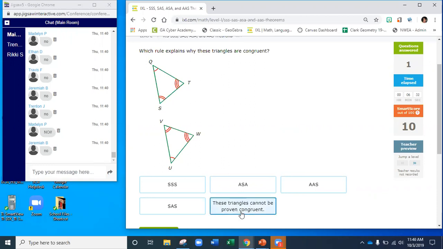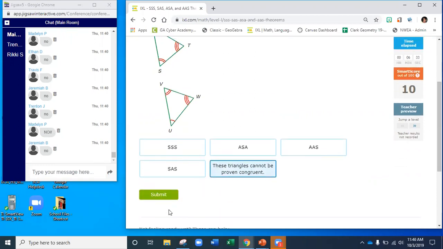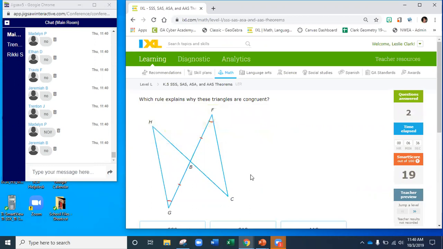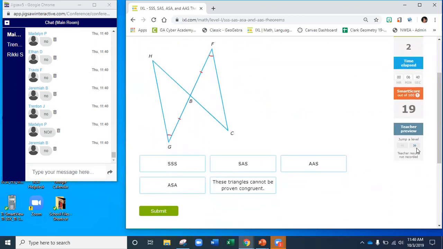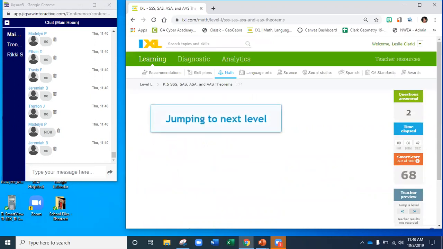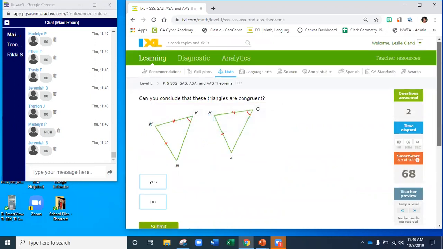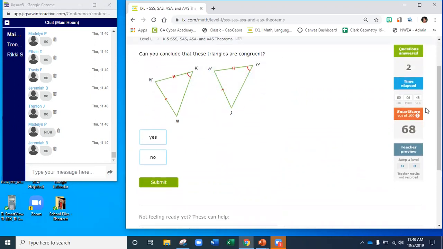No. You can have congruent angles and still not have congruent sides. All right, so let's go up a level before I let y'all practice. Let's go up a level. All right, this seems to be easier, but we're going to see, okay?